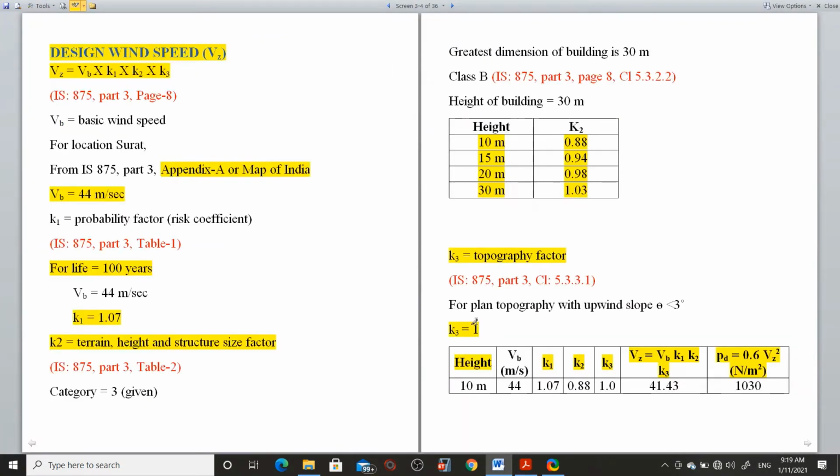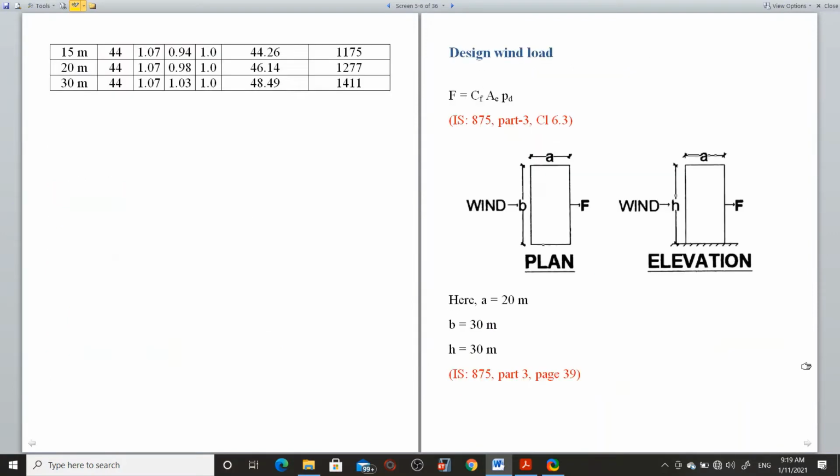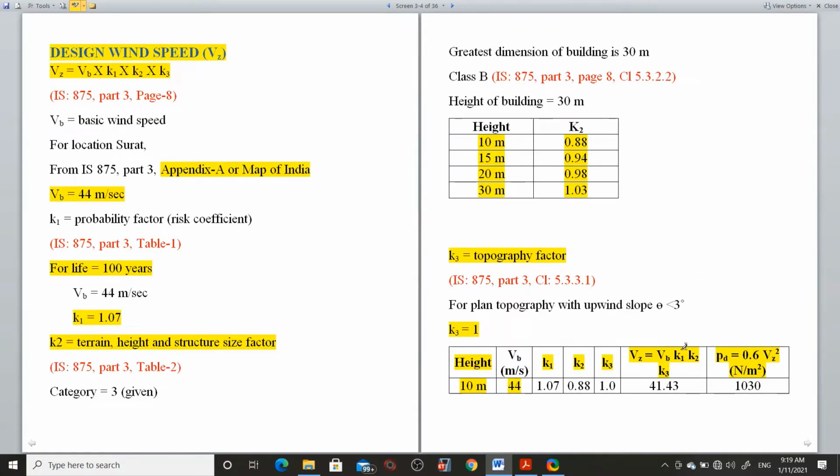For the height of 10 meters, Vb is 44, K1 is 1.07, K2 is 0.88, K3 is 1. Multiplying all the values, we get Vz of 41.43, and 0.6 times Vz squared gives 1030. The same applies for 15, 20 and 30 meters: just multiply using this equation. We got all the equations from IS 875 Part 3, so we don't need to worry about it.